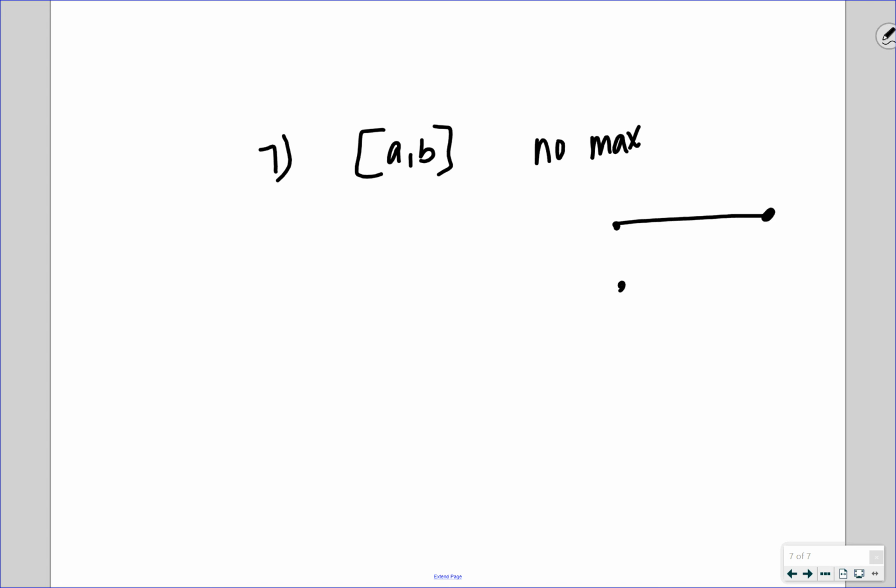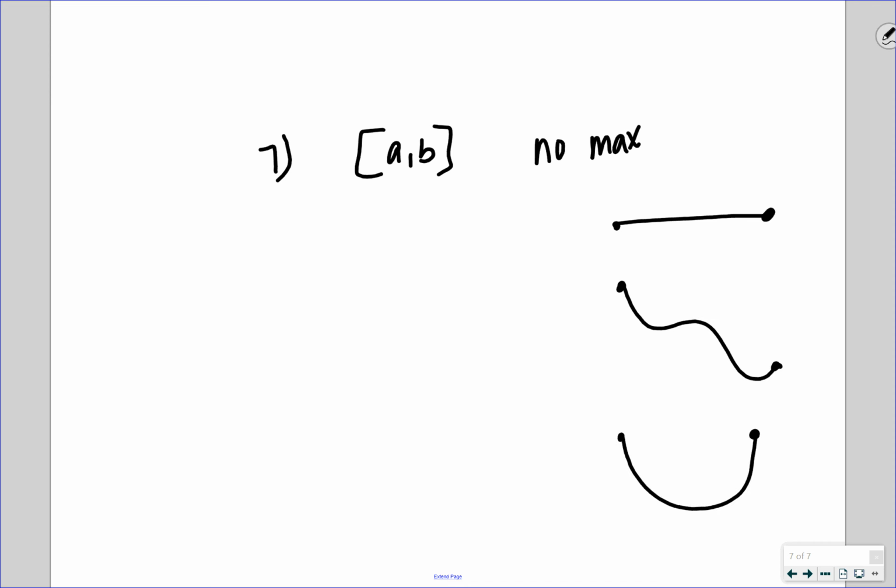Number 7, we already did in class, so we'll talk about it again. 7 says f is defined in the closed interval, so that means it's bounded from A to B, and it has no max. So if you have something that isn't ever going to have a highest value, you have a straight line. There is no way, this is the only option, there is no way to not have a highest value unless it's a straight line.